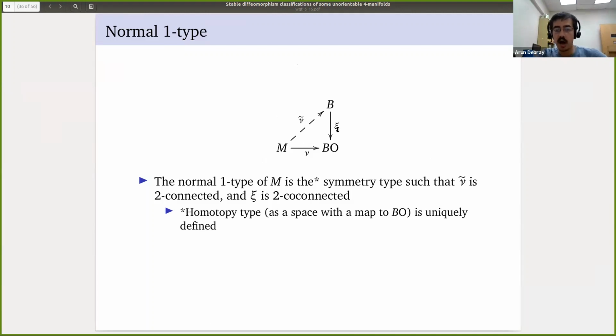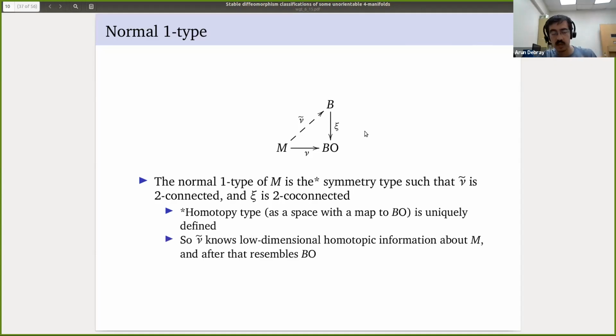So when I said B with an asterisk, Postnikov theory is telling you the homotopy type of the space B in this map to BO, but it's not telling you a homeomorphism type. This is going to be okay. We just care about the normal 1-type as a homotopy type. And so to reiterate, Postnikov theory guarantees this exists and is uniquely defined up to homotopy. And the normal 1-type is saying, I want to know the low dimensional homotopical information about M, and after that, I use BO.